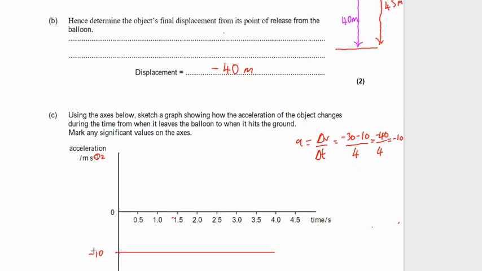So we know that the acceleration is in this downwards direction, minus 10. We know acceleration due to gravity is downwards, so that does make sense. But it's constant for the 4 seconds, so it's a horizontal line all the way to 4 seconds.